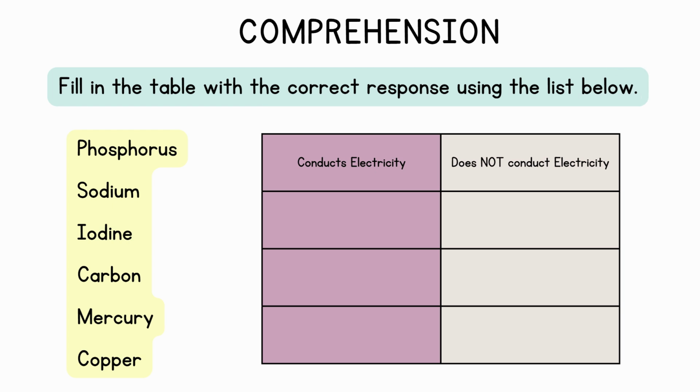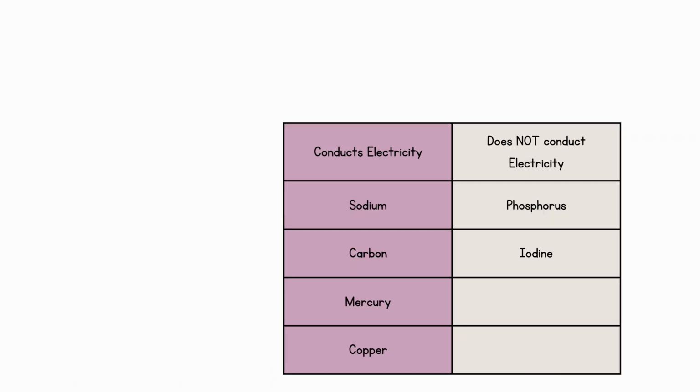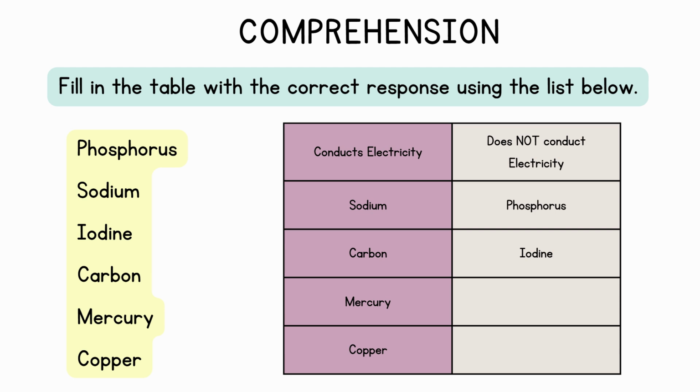Fill in the table with the correct response using the list below. Phosphorus, sodium, iodine, carbon, mercury, and copper. The elements that conduct electricity from the list would be sodium, carbon, mercury, and copper. The elements that do not conduct electricity from the list would be phosphorus and iodine.